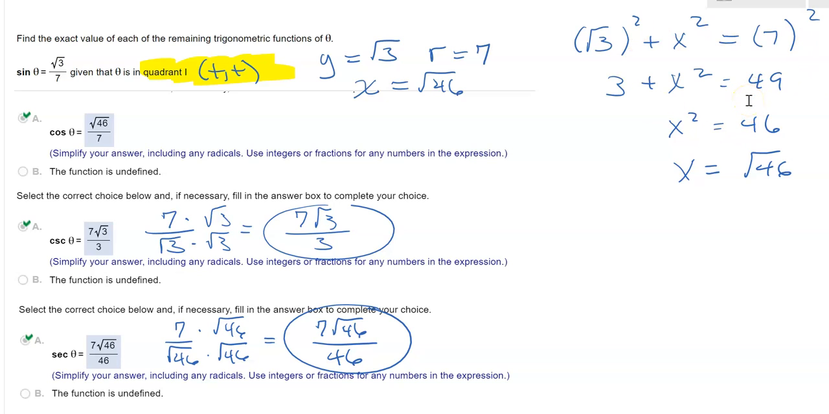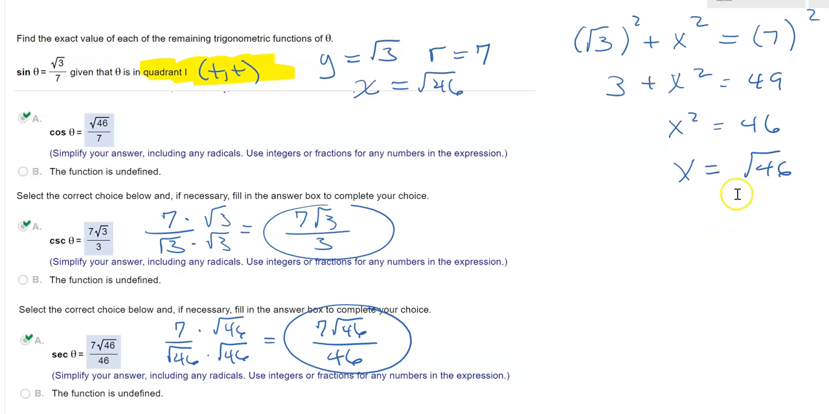Here's where students fall off the tracks. Since all of the other problems had everything on the left-hand side, they just disregard it, all right? So we have a y value that is root 3. That is what we're squaring. We are looking for the x value. Our r is 7. So we need to make sure we set it up correctly.